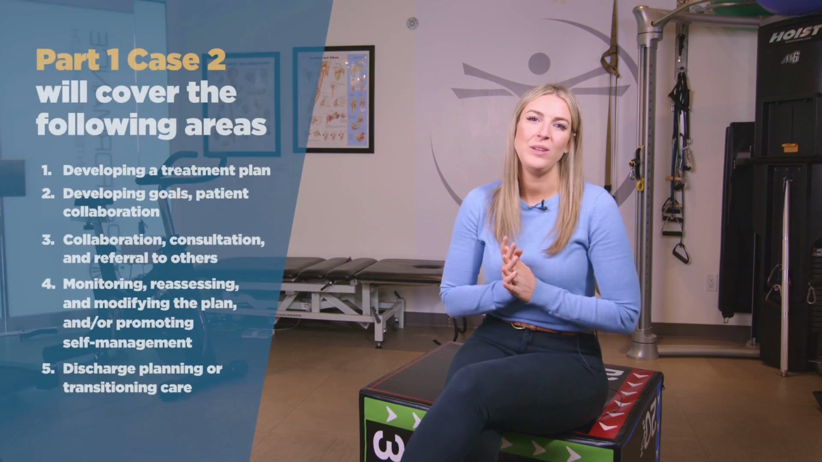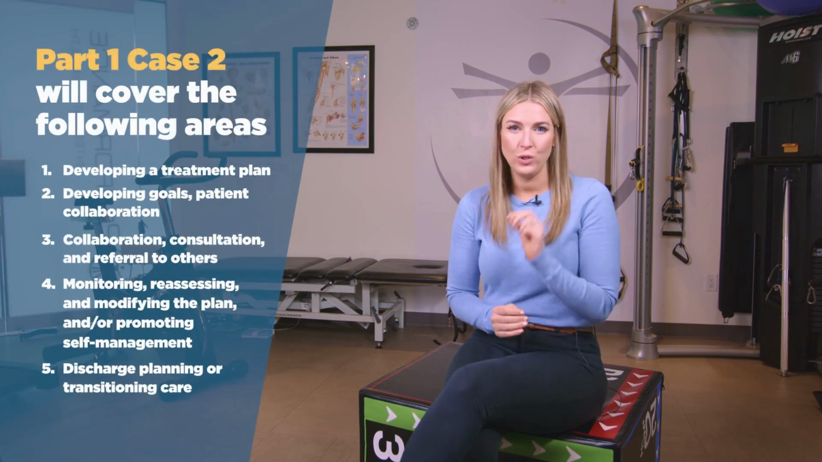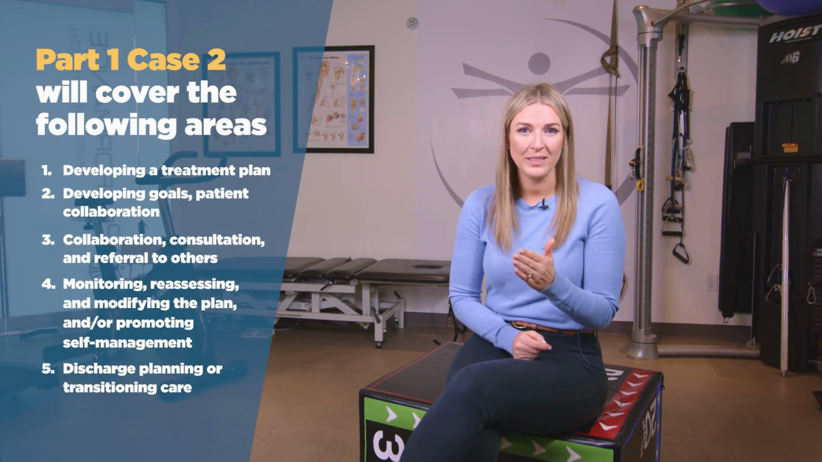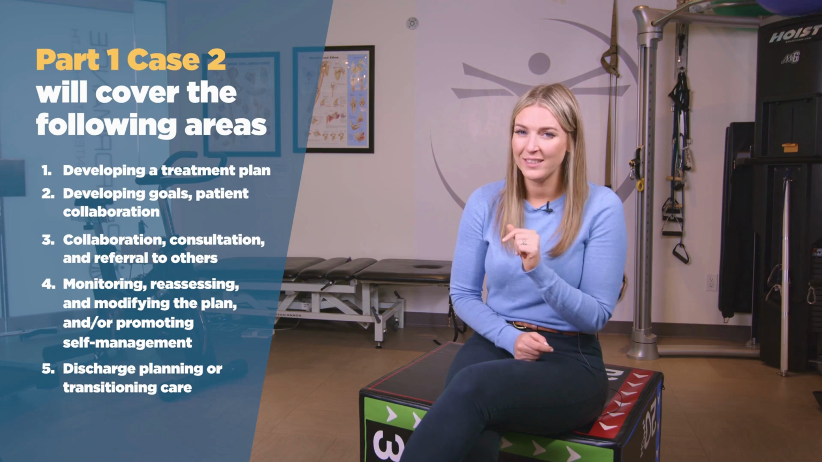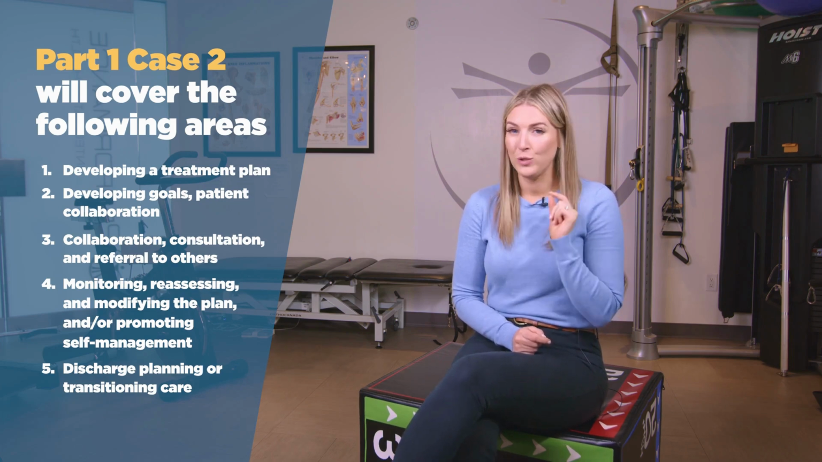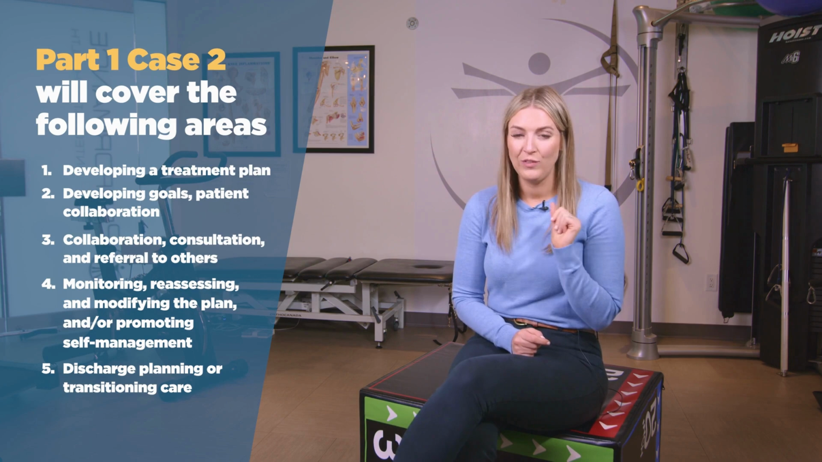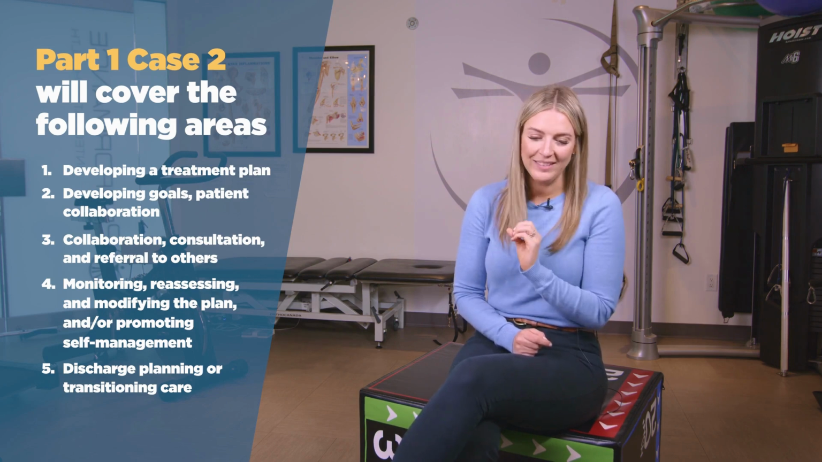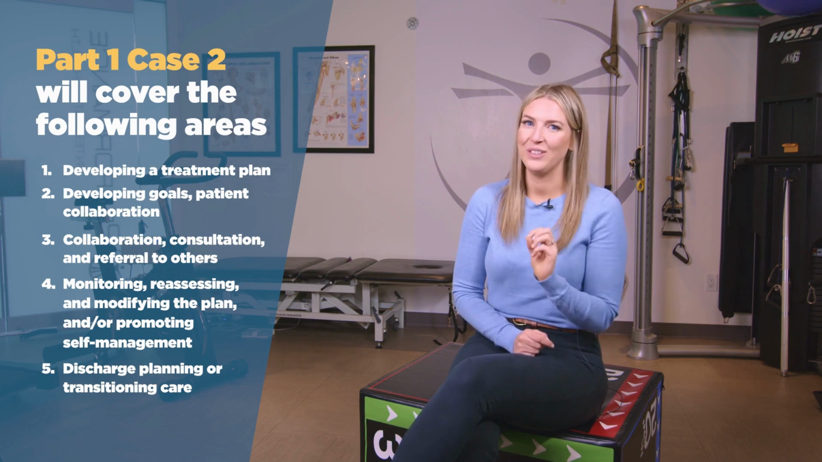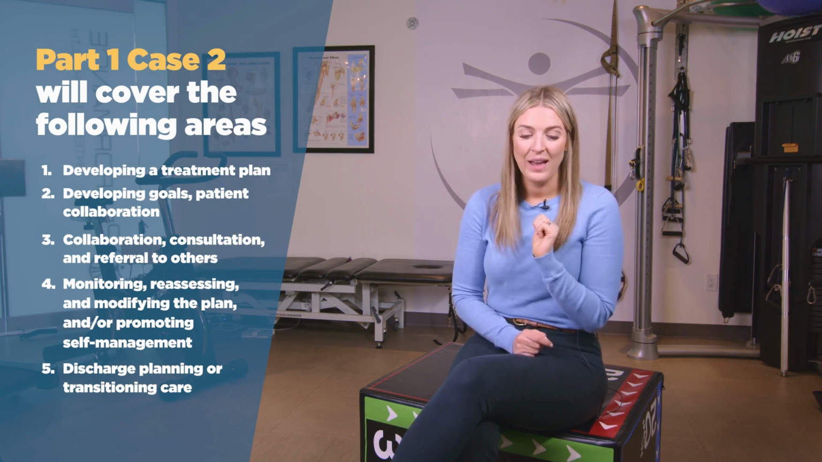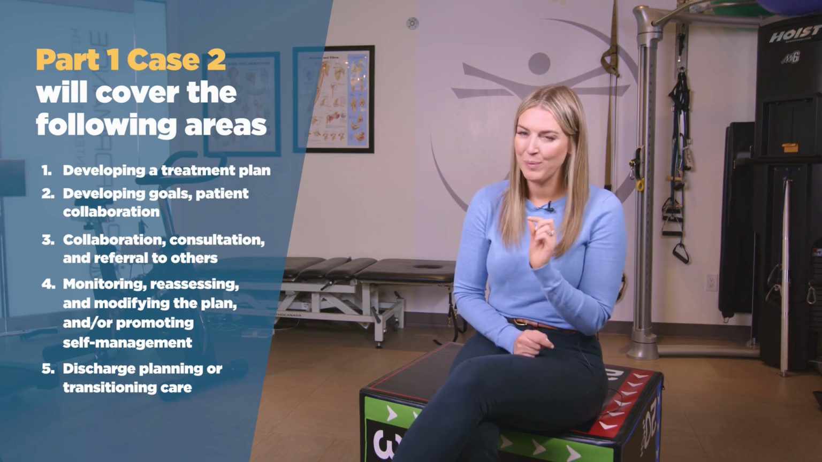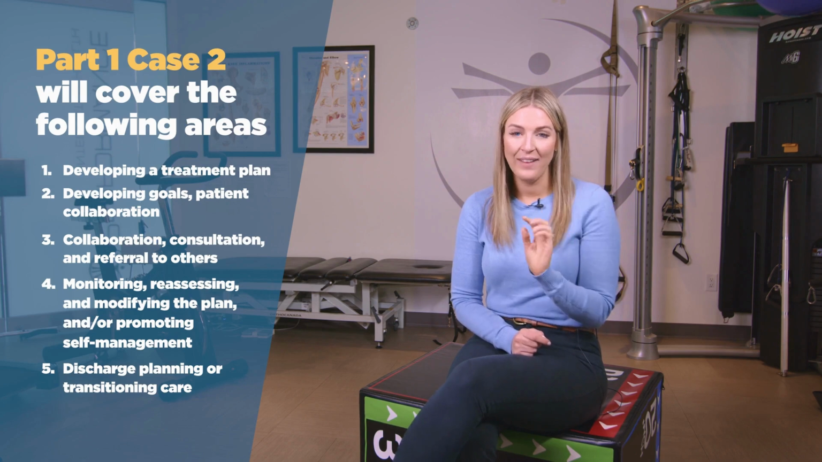We're going to review what you need to know for Part 1, Case 2 of the OCE. Now, Case 2 mostly deals with treatment and covers these 5 areas. Number 1, developing a treatment plan. Number 2, developing goals and patient collaboration. Number 3, collaboration, consultation, and referral to others. Number 4, monitoring, reassessing, and modifying the plan and/or promoting self-care. And number 5, discharge planning or transitioning care.